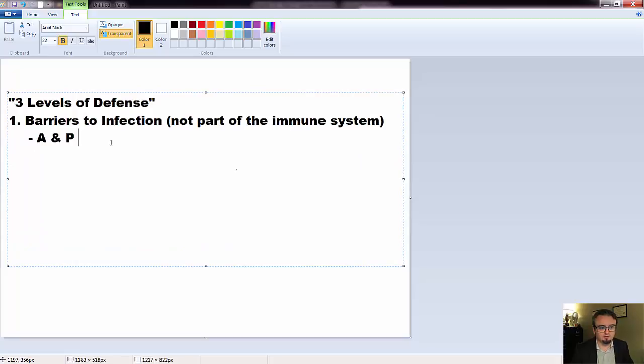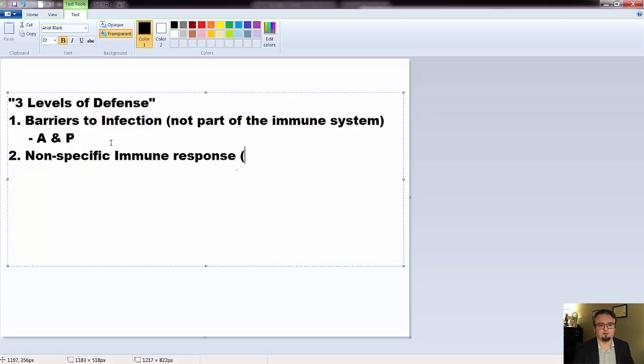And again, the book goes over this in more detail. We really won't touch on that here in the PowerPoint. It's really going to be something you read about. Now, the second level of defense does start into the immune system. This is technically where the immune system begins. And the second level is often referred to as the non-specific immune response.